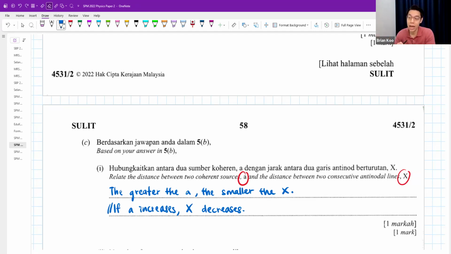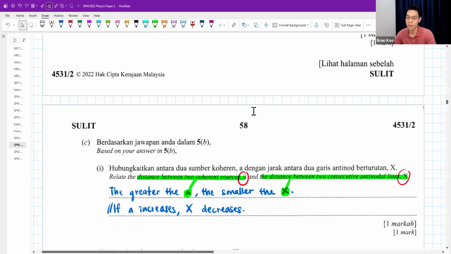But you only write inversely proportional if you are very, very sure. Normally, this kind of question, I don't recommend it. But if you're very confident, you know the relationship is indeed inversely proportional, okay, can, go ahead. If you want to write the full name also can. You can say the greater the distance between two coherent sources A, the smaller the distance between two consecutive antinodal lines X. Can also. If you are paranoid, you feel like, teacher, I'm sitting for SPM one time only, I want to write properly everything, go ahead. We will not penalize you. It is even better if you write more. You write the whole thing.